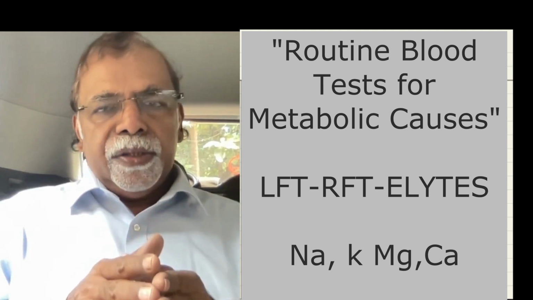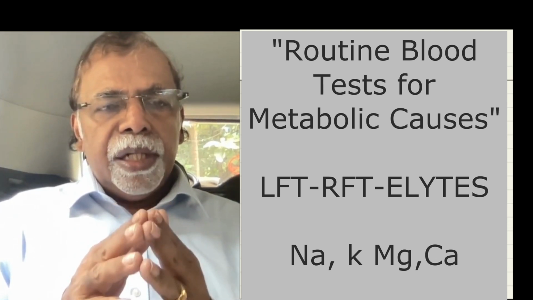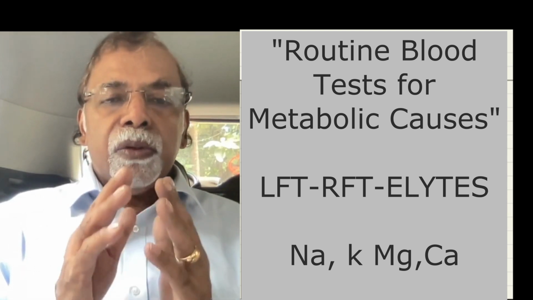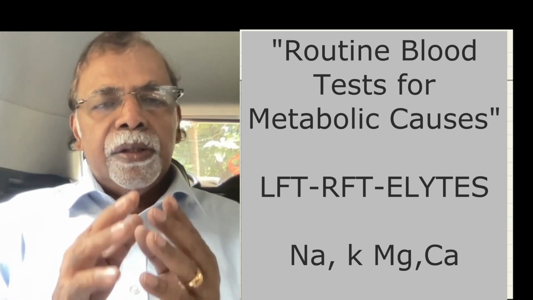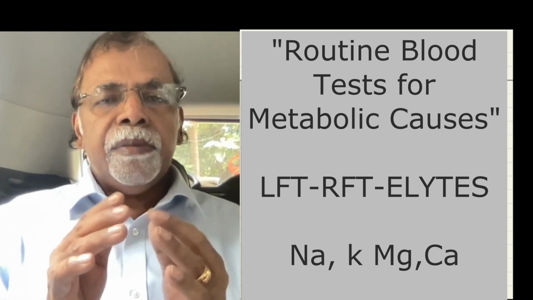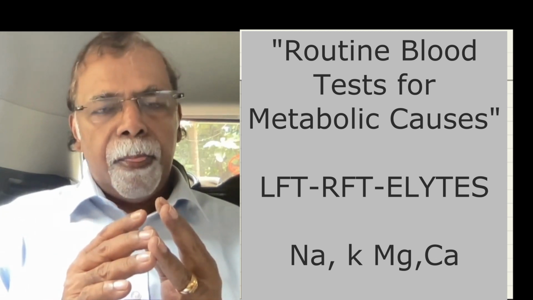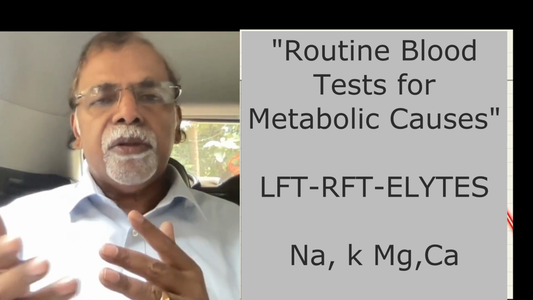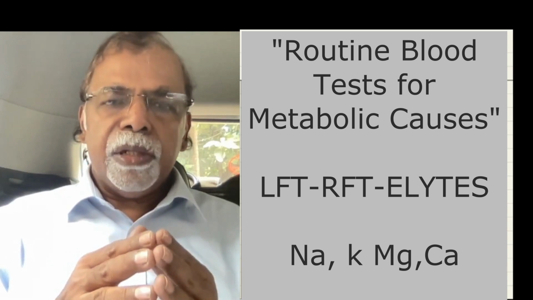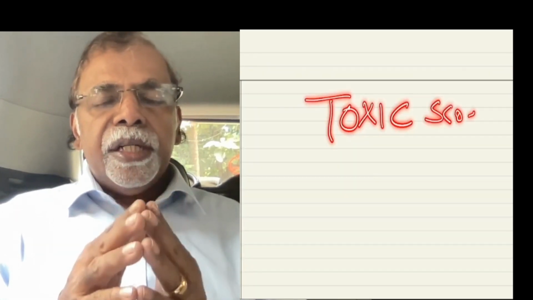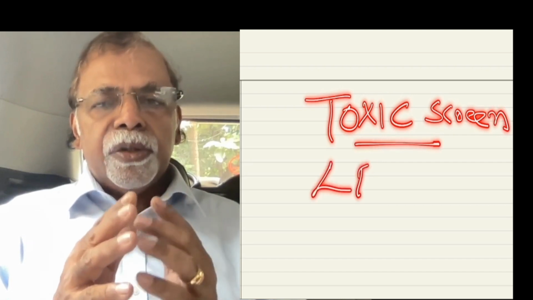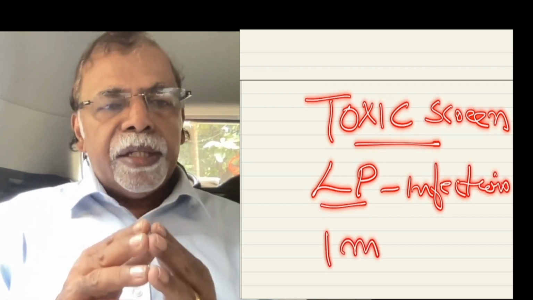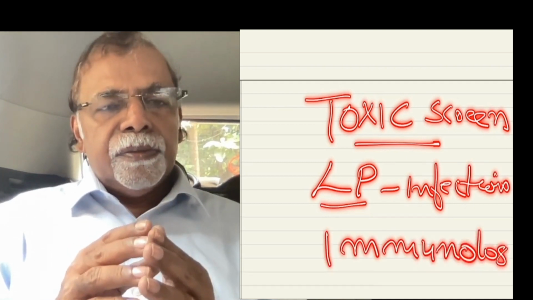What is the role of laboratory tests? Once the seizure is managed or the patient has come after the seizure, routine blood tests for metabolic causes should be done. You should have electrolytes: sodium, potassium, magnesium, and calcium. These are the minimum things. In appropriate cases, like when you are suspecting a porphyria, you may go for other investigations like urine porphobilinogen. A toxic screen is mandatory if you are suspecting a poisoning. If you are suspecting infection, go for a lumbar puncture, and in appropriate cases, go for immunological tests.